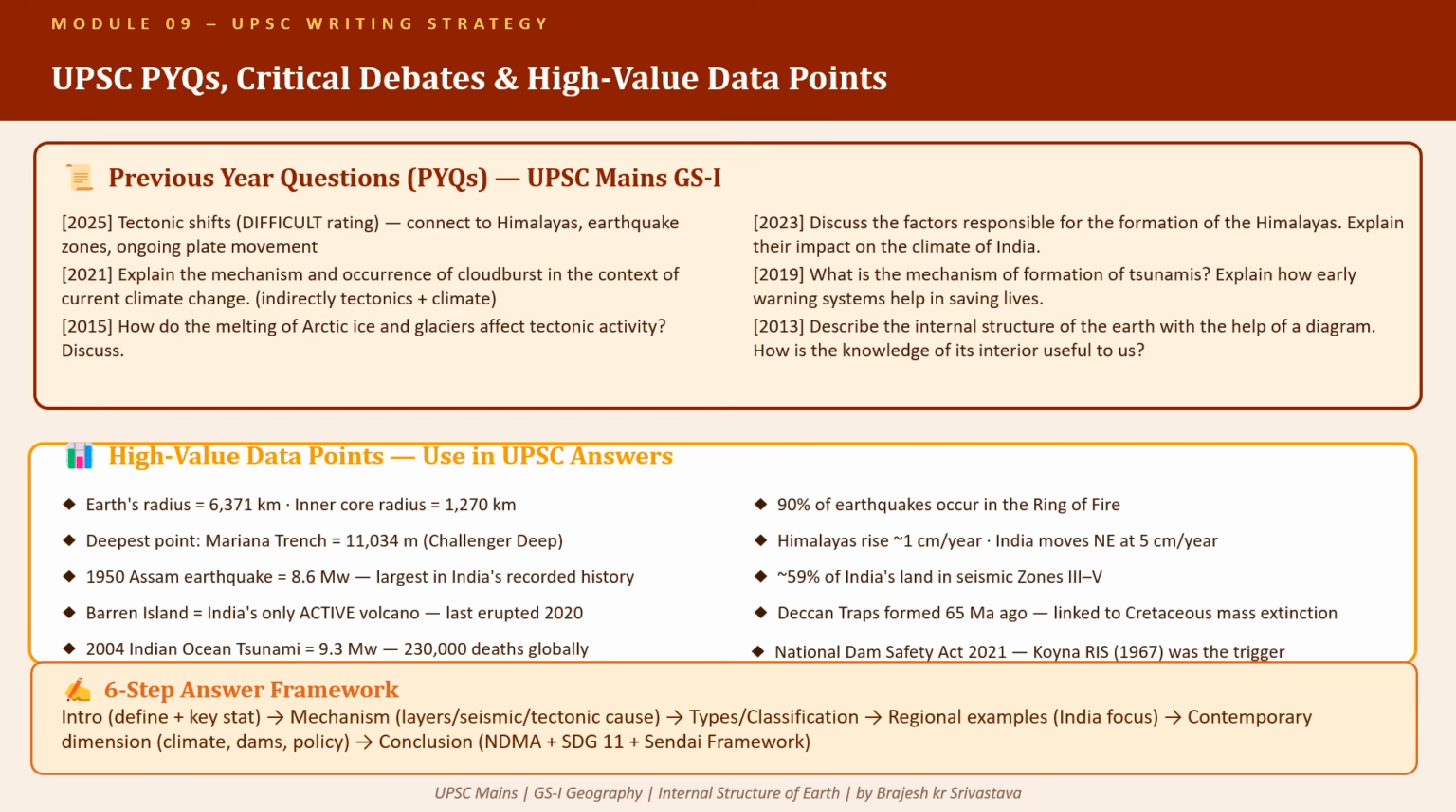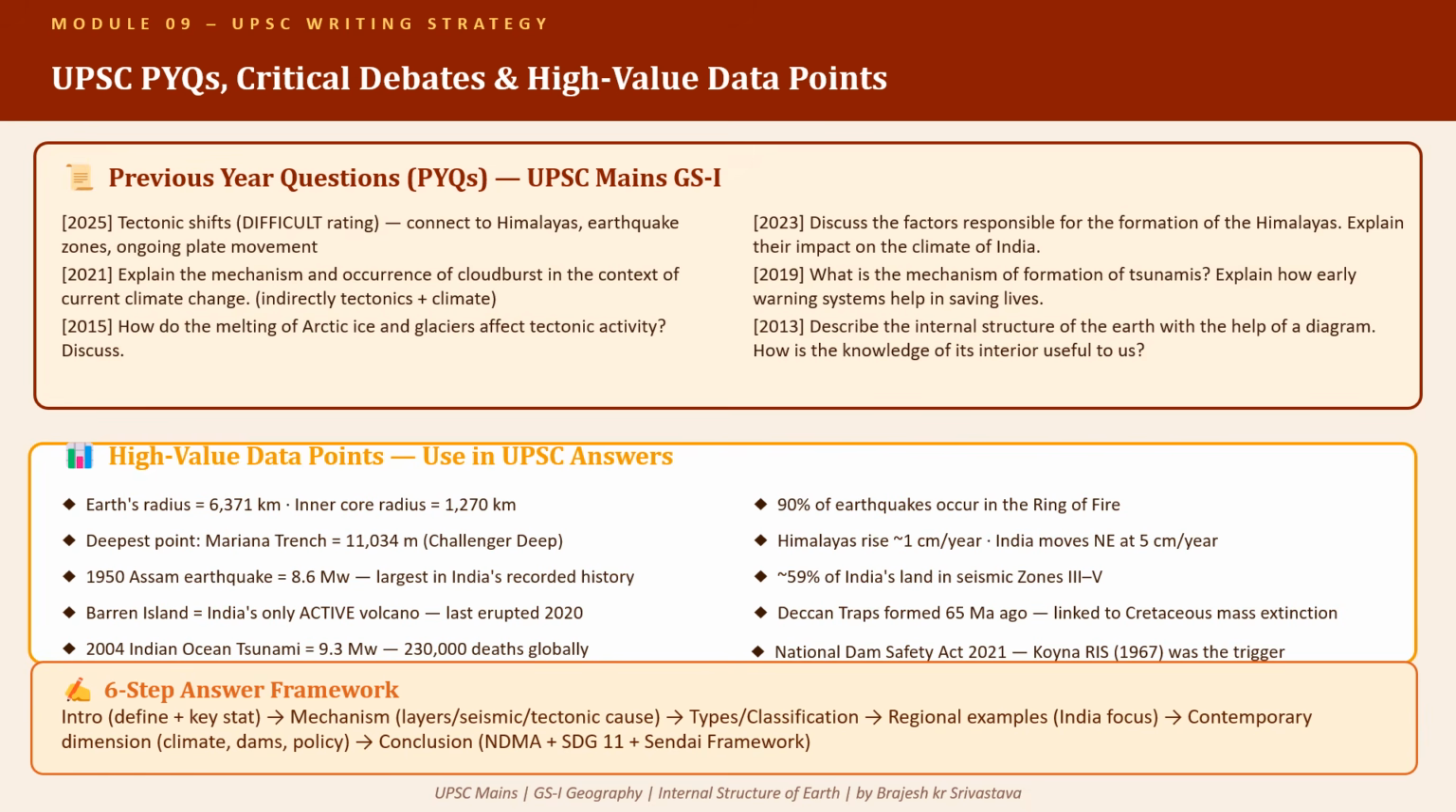Now, the 6-step answer framework at the bottom. Step 1. Introduction. Define the topic with a striking line plus 1 key statistic. Do not start with the internal structure of Earth is. Instead, Earth's interior, structured in 4 concentric layers across 6,371 kilometers, holds the answers to why mountains rise, seas open, and continents drift.